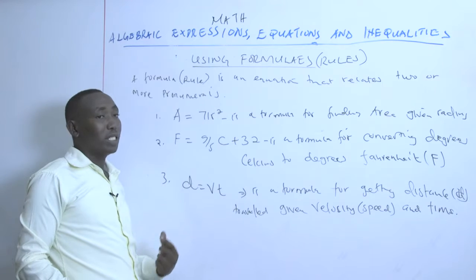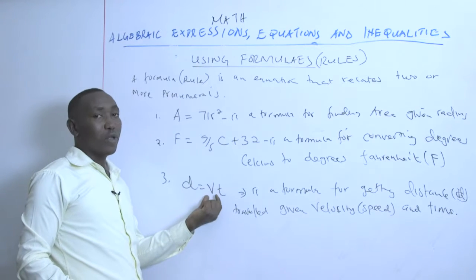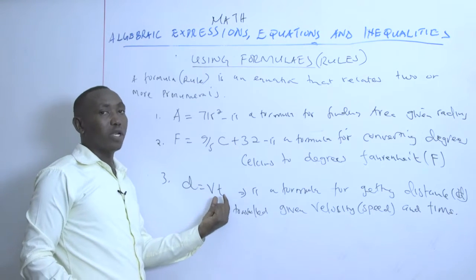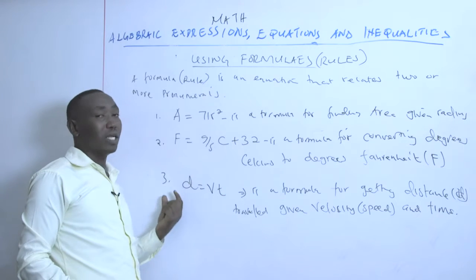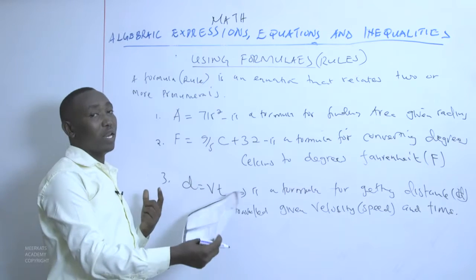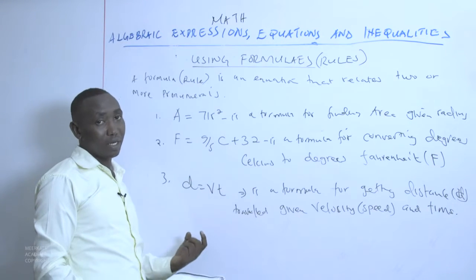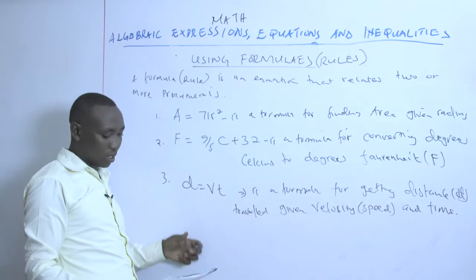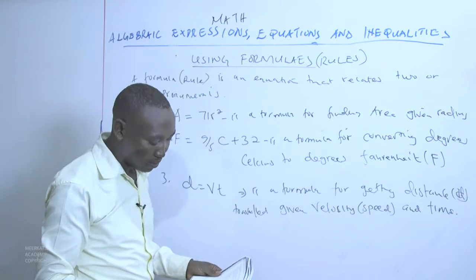And again, they have got a direct relationship. Whenever you increase velocity or you increase time, then you are going to increase the distance covered. Again, if any of the variables on the right hand side decreases, then you are going to reduce the distance traveled.